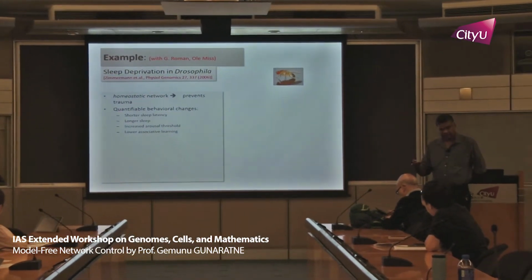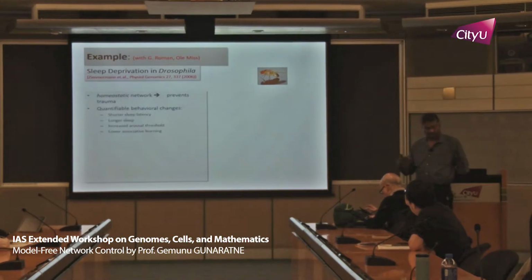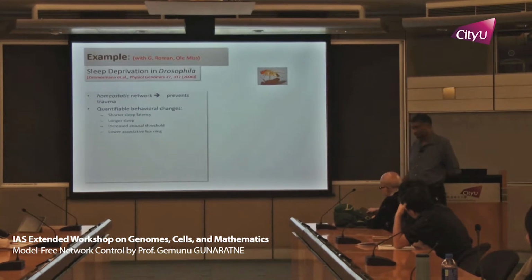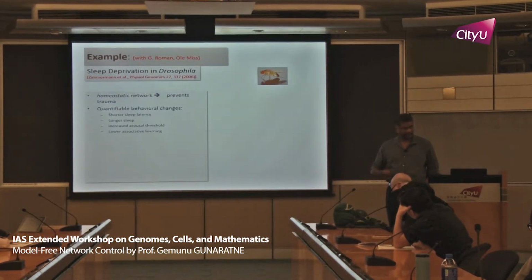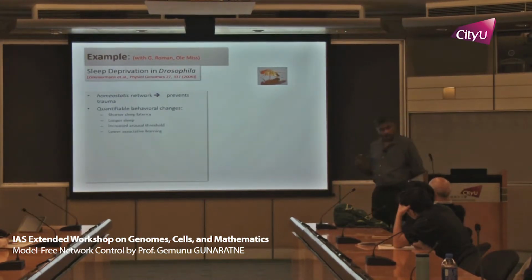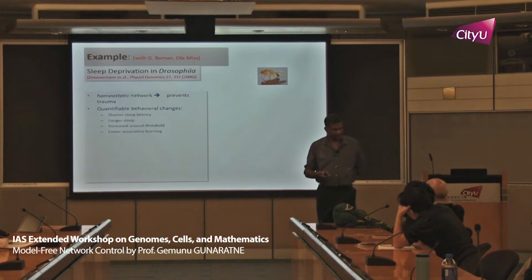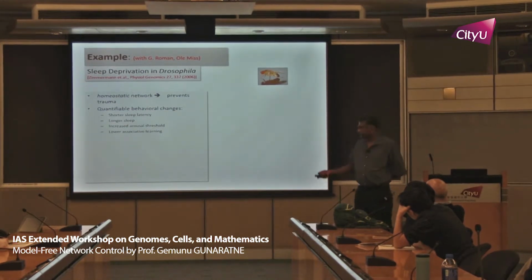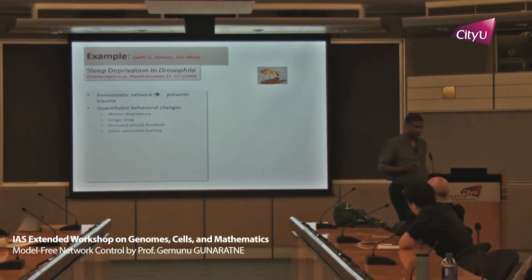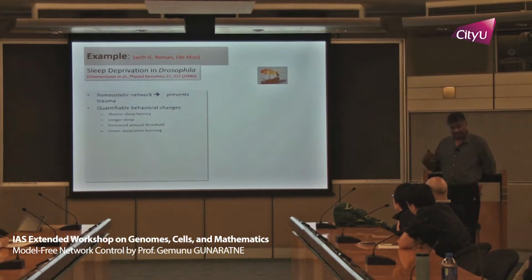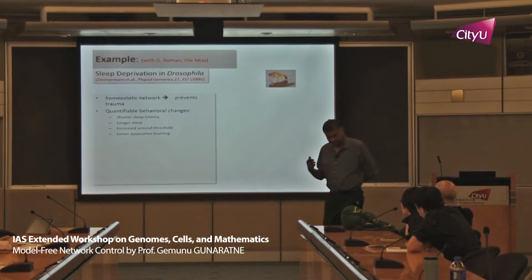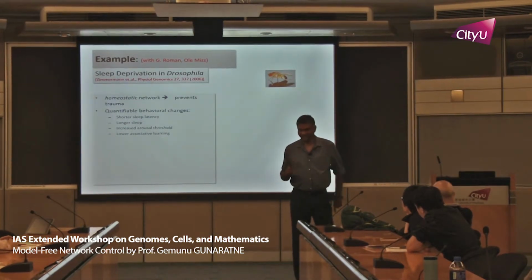If you sleep deprive them and allow them to sleep, they fall asleep fast, and that's what shorter sleep latency means. If you allow them to sleep, they'll sleep a longer time. And to wake them up once they are asleep is harder in the sleep-deprived animals. Also, interestingly, if they're sleep-deprived, these animals have a hard time learning. It isn't clear these animals can learn anyway, right?